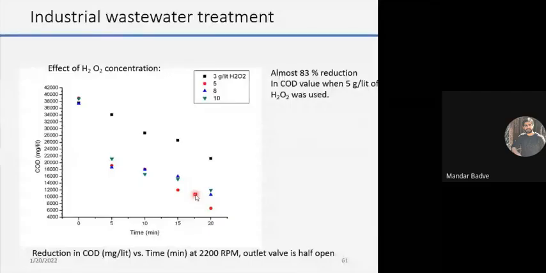We also observed almost 83% reduction in COD value when only 5 grams per liter of hydrogen peroxide was used, and it was well below what they actually wanted. So they wanted to reduce it below 10,000. We actually managed to reduce it to like 6,000, 7,000 just by using cavitation and this 5 grams per liter of hydrogen peroxide.